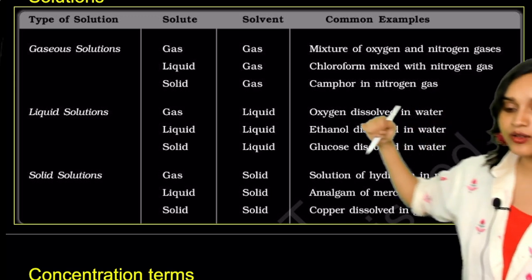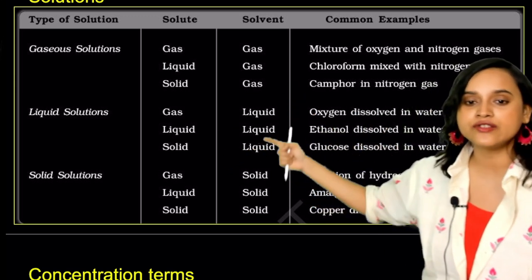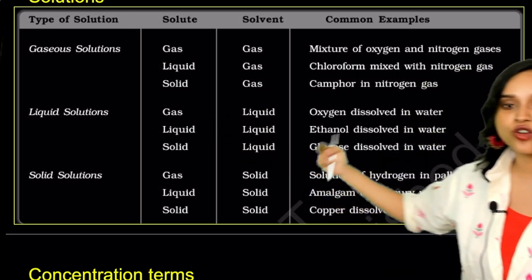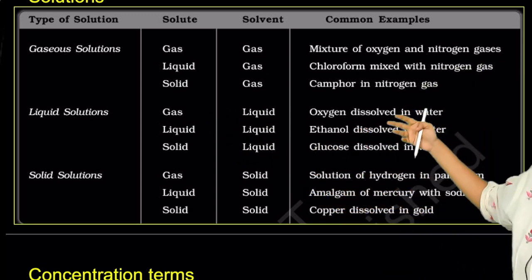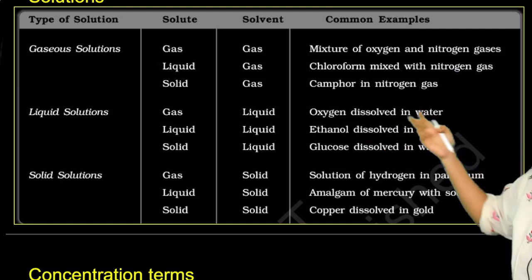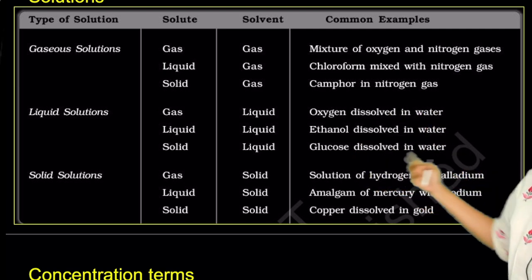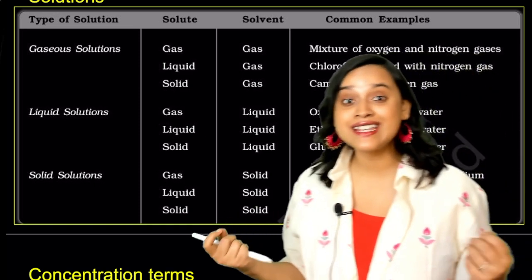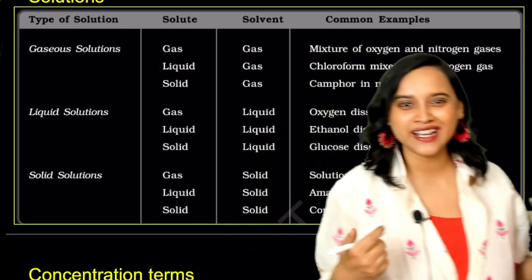Now let's talk about liquid solutions, where the solvent is going to be liquid, but the solute can be gas, liquid or solid. The examples can be oxygen dissolved in water, that is gas dissolved in liquid, and ethanol dissolved in water, that is liquid dissolved in liquid. Glucose dissolved in water is the very usual thing that we see, and that is solid dissolved in liquid.